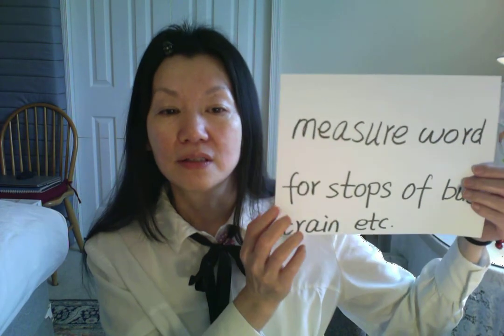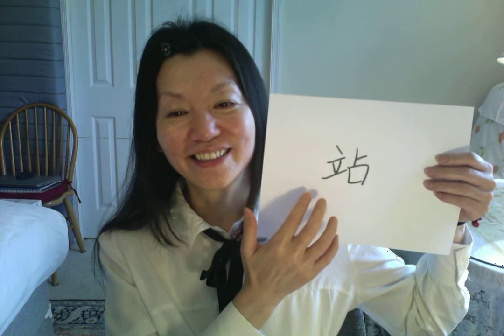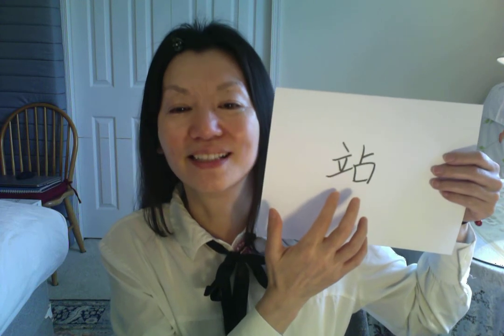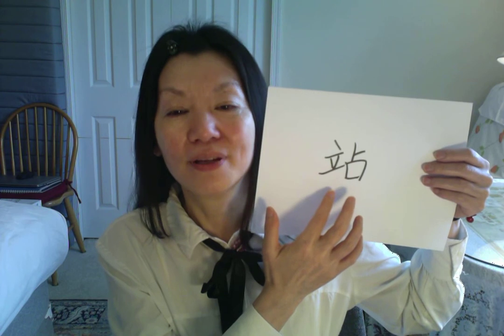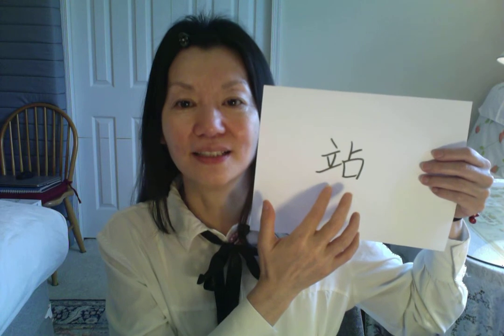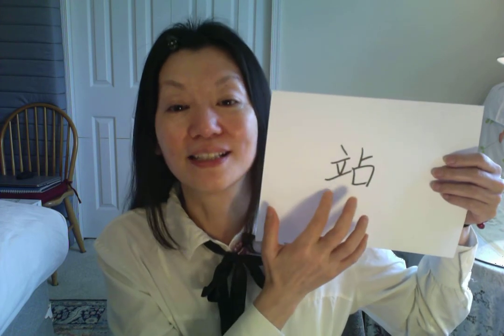A measure word for a stop of a bus or train. In Chinese, it is only one character: 站. 站, one more time. For the bus, metro or train, this is the stop. By itself, 站 means a person standing. I'm not standing, I'm sitting here. Here we say 站 for the stop of a bus, metro or train. You see the pinyin here.